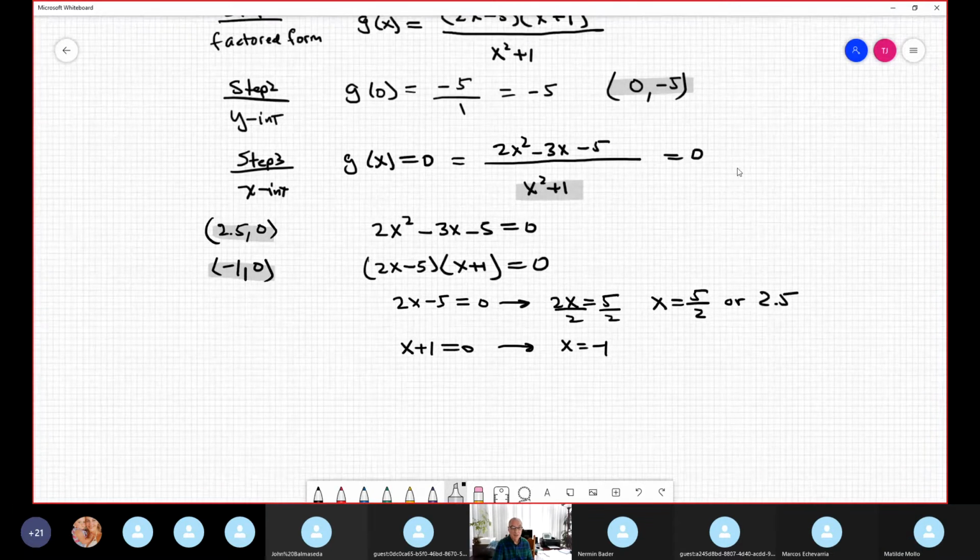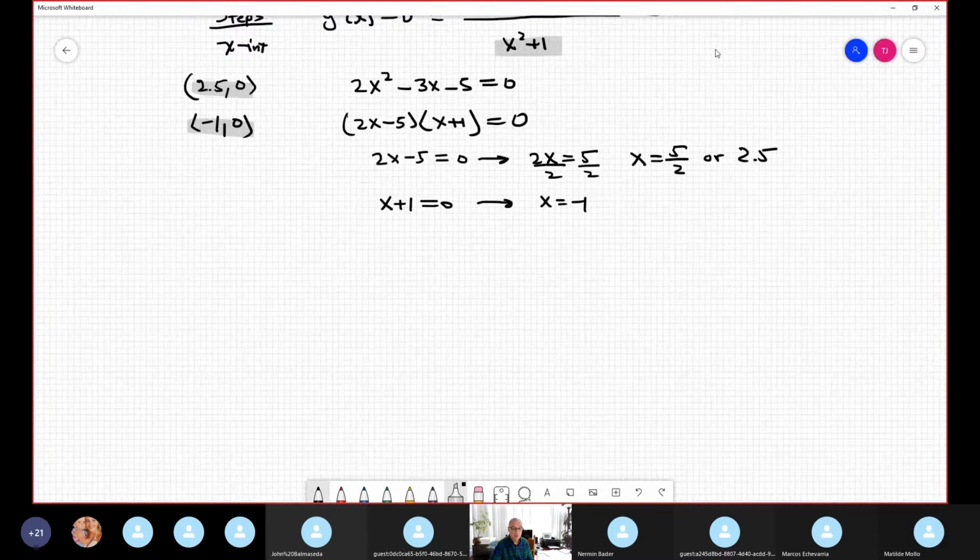Okay, what is the next step? Help me, I don't remember. Step 4 is the most important in my opinion. Vertical asymptote. Absolutely perfect. What should I do to determine the vertical asymptote?